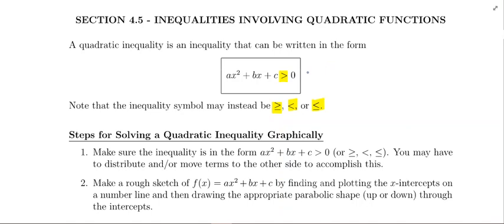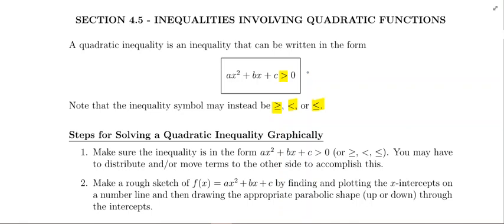In section 4.3, we learned about quadratic functions, and the major focus there was learning how to graph a quadratic function based on its attributes. There are different methods of solving quadratic inequalities. We're going to focus on the method that uses the graph of the quadratic function.